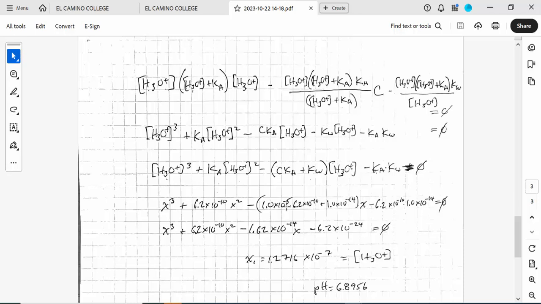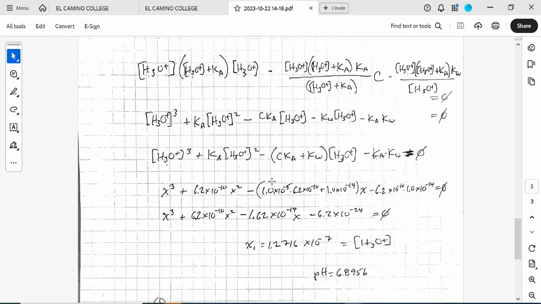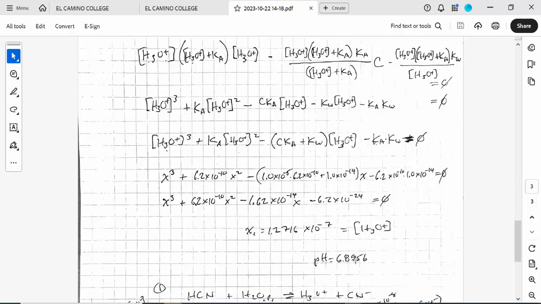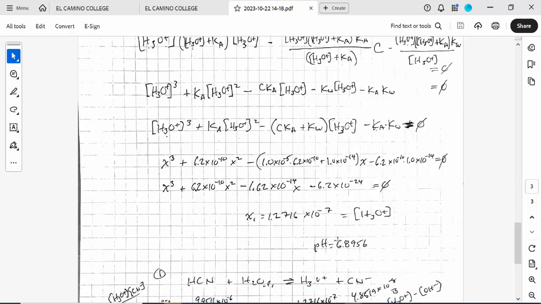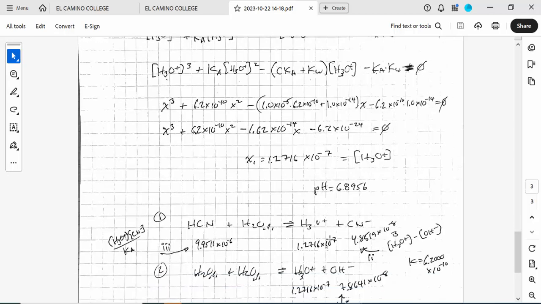I think this is 1 times 10 to the minus 5 molar. So this problem was different. This is a homework problem in the book. The pH comes out to 6.8956, almost neutral. All right, that's one method.